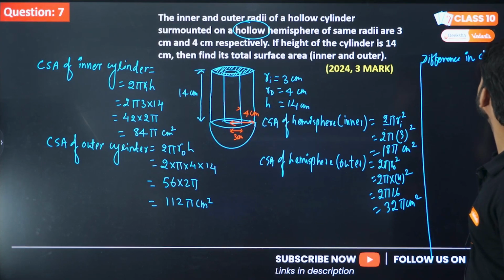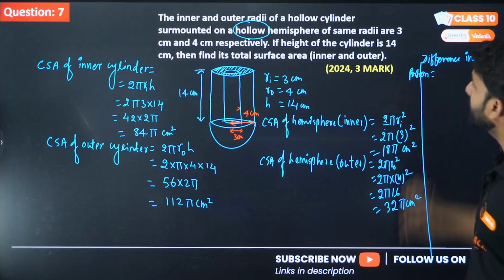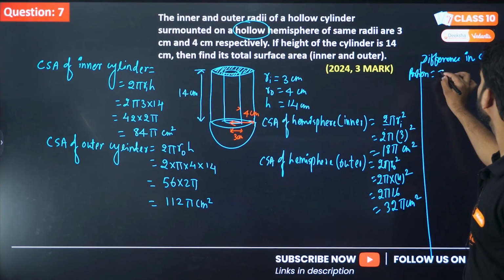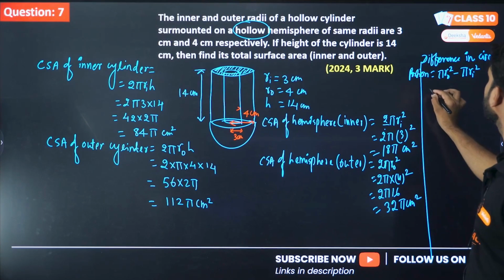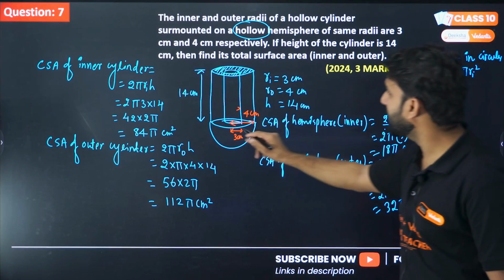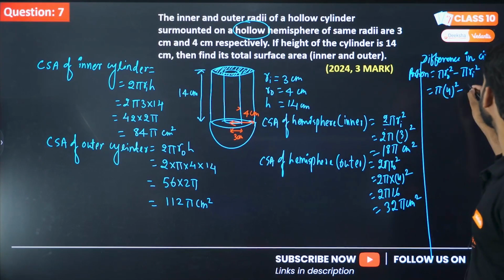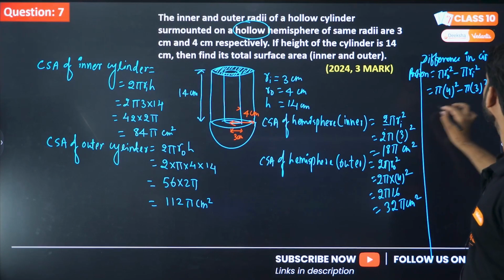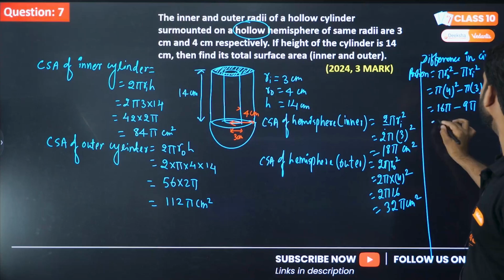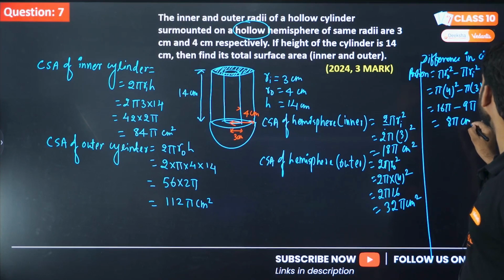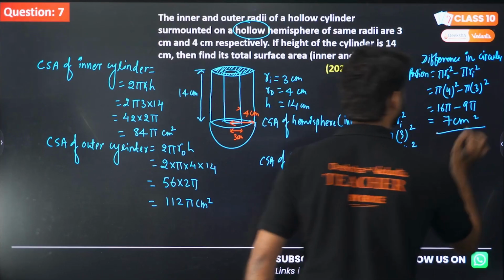in the circular portion, right? And this will be what? Pi r square, pi r square outer minus pi r inner square. So the outer radius is what, my dear lovely kids? 14. So 14 square minus, this will be the inner radius 3 square. So this will be 16 pi minus 9 pi, which is 7 pi centimeter square.